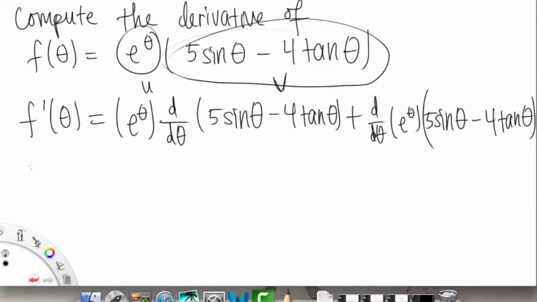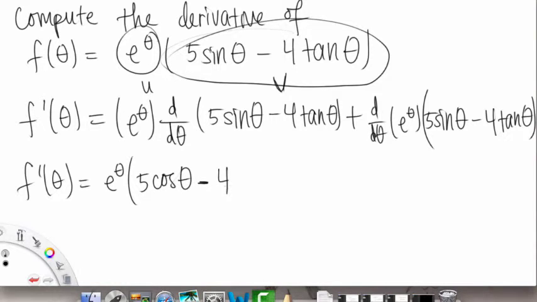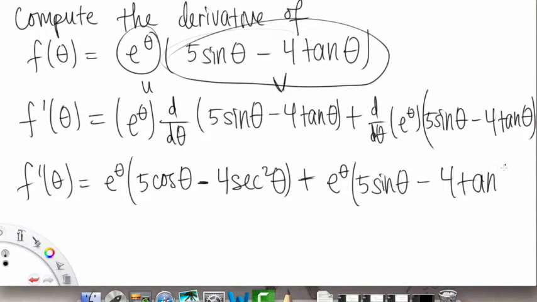Okay, so now let's just simplify here and calculate the derivatives. So we have e to the theta, and then for the derivative with respect to theta, we just have a 5. So 5, and derivative of sine is a cosine, so we have 5 cosine theta, and minus, we have this minus 4, and the derivative of tangent theta is a secant squared theta. Okay, and then for the second term, we just have that derivative of e to the theta is just going to be an e to the theta, and then we have that multiplied times 5 sine theta minus a 4 tangent theta.